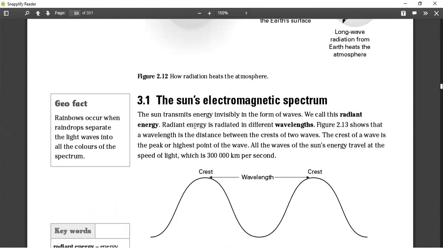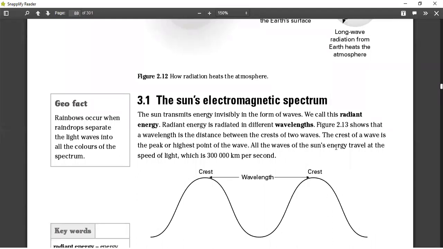We call this radiant energy. Radiant energy is radiated in different wavelengths. Figure 2.13 shows that a wavelength is the distance between the crest of two waves. The crest of a wave is the peak, the highest point of the wave.